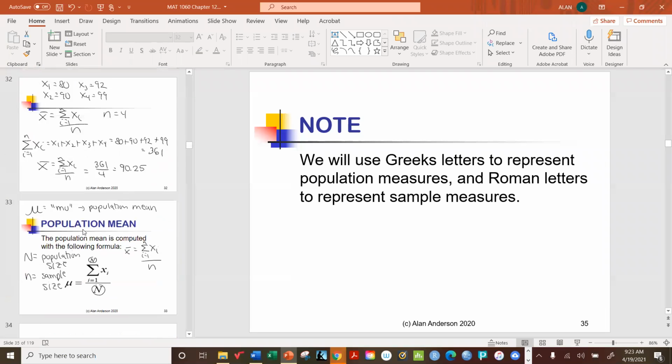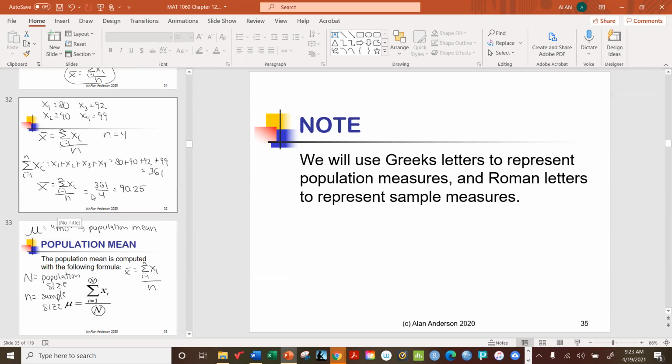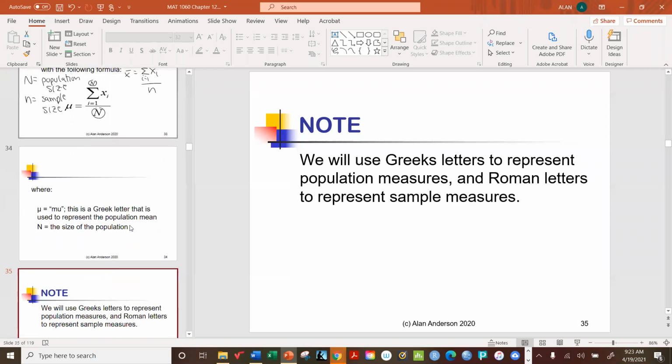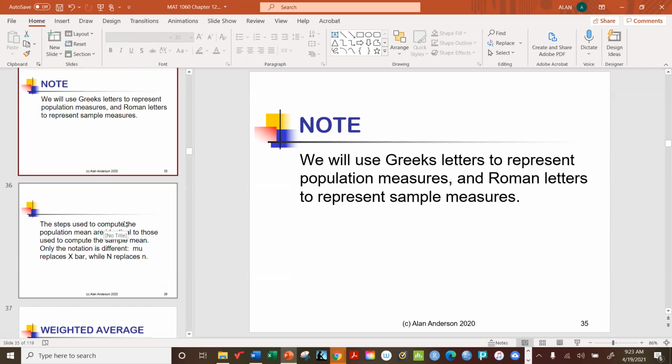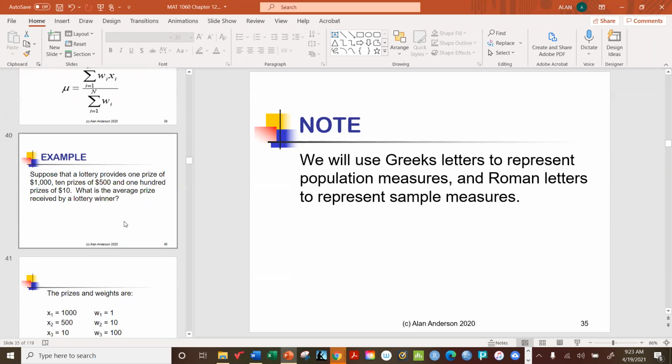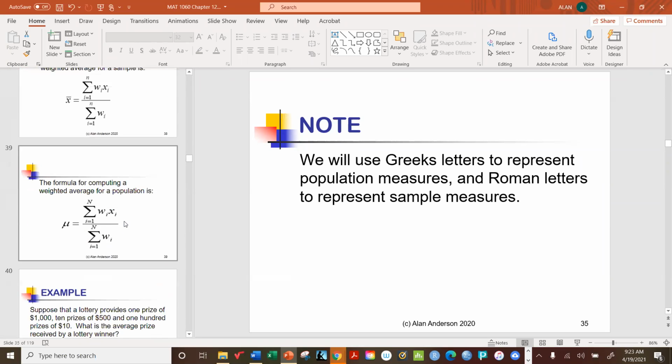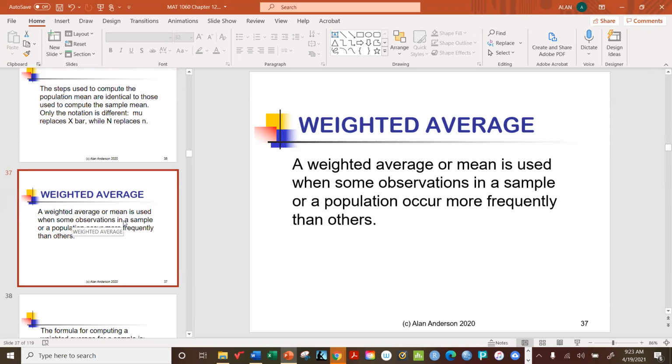So now what we're going to do is look at a slightly different variation of the mean. We're going to look at what's called a weighted average. A weighted average is used when some observations in a sample or population occur more frequently than others. It's actually more than anything a shortcut, but it's useful when we have a lot of values that repeat over and over again. So you'll see what I mean in a minute.